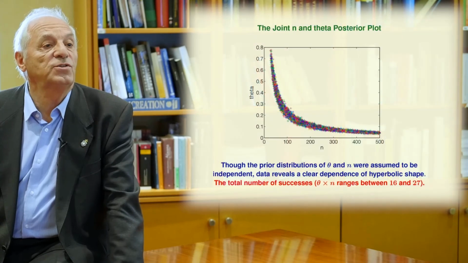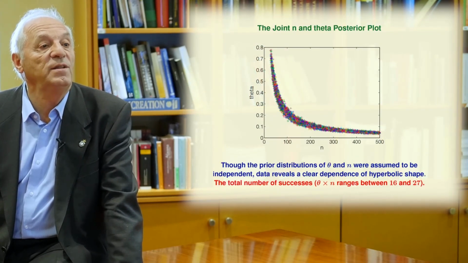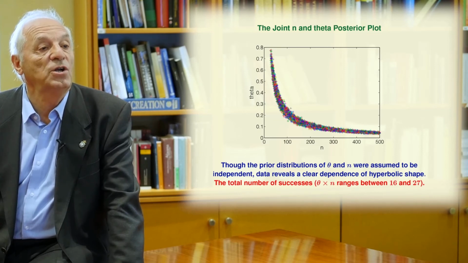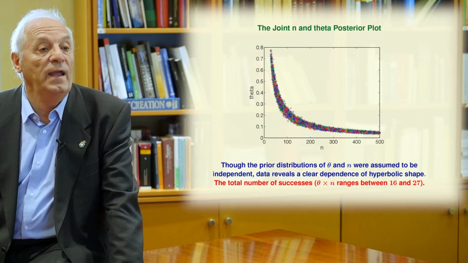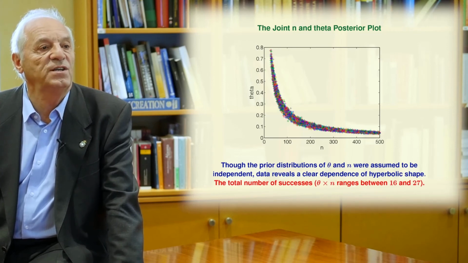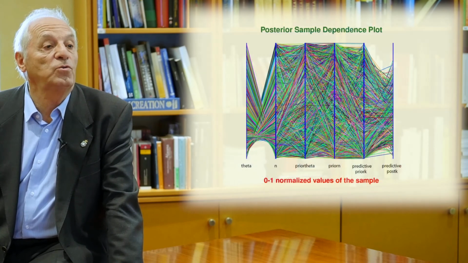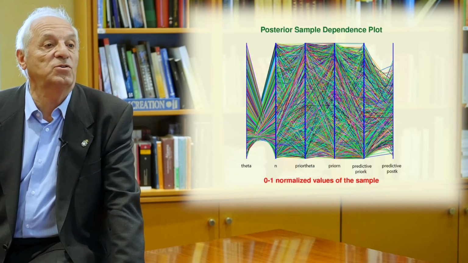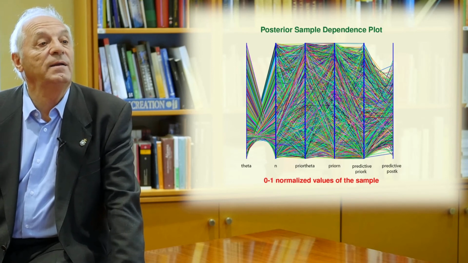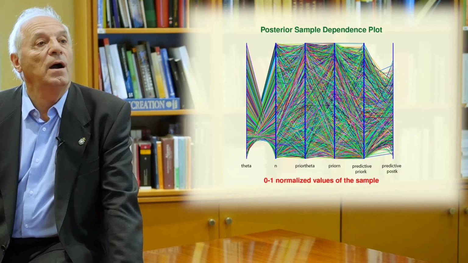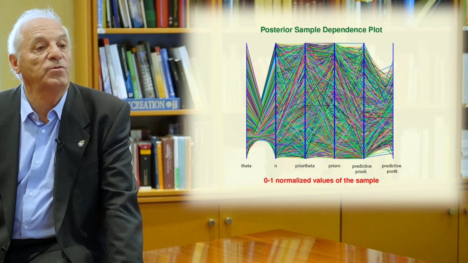It is interesting to see that you can discover the dependencies of the n and theta parameters, and that is because there is a hyperbolic relation between theta and n that ranges between 16 and 27. Also, with the plot that corresponds to the 0, 1 normalized values of the sample, we can have an idea of which parameters are dependent and which ones are not dependent.